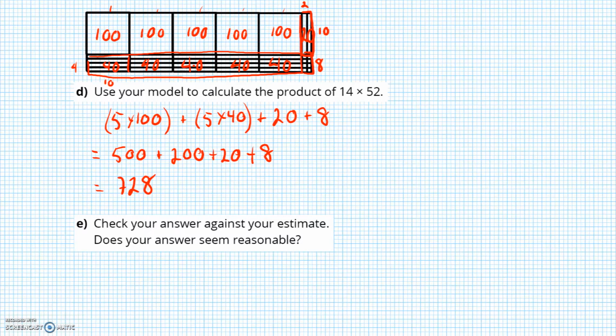My initial estimate was 750, and I ended up with a total of 728 when I did the actual calculations. So my estimate wasn't far off.